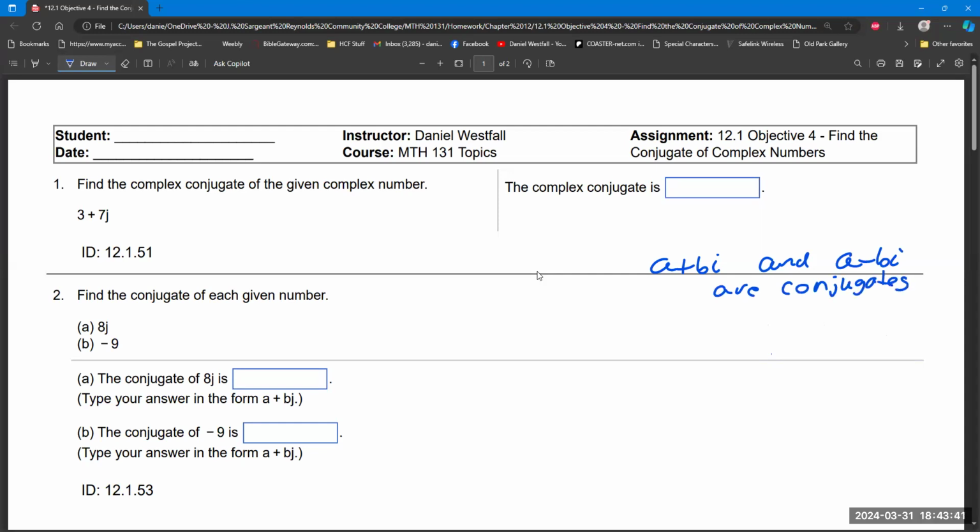And so if I have 3 plus, and you're using j's, I apologize, I'm writing things out the way that I'm used to from another math class. So if you have 3 plus 7j, then 3 minus 7j is going to be your conjugate pair.